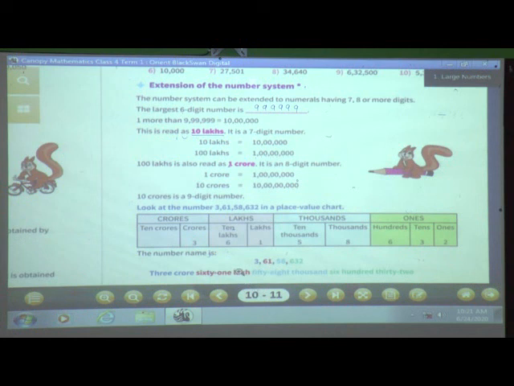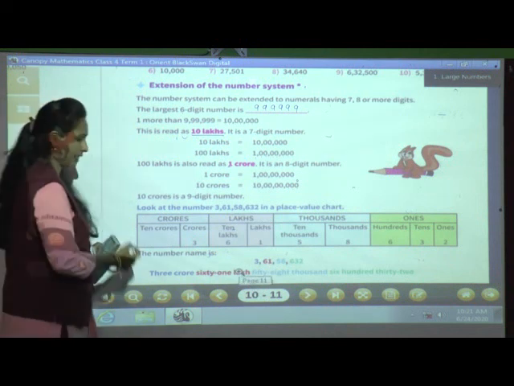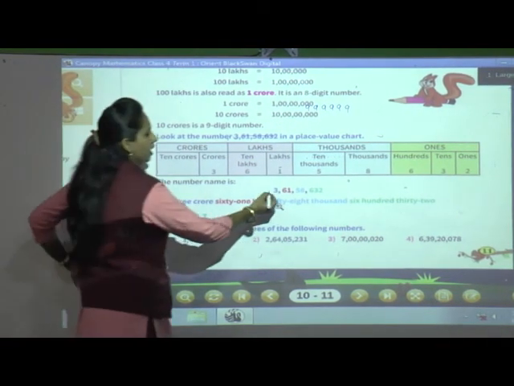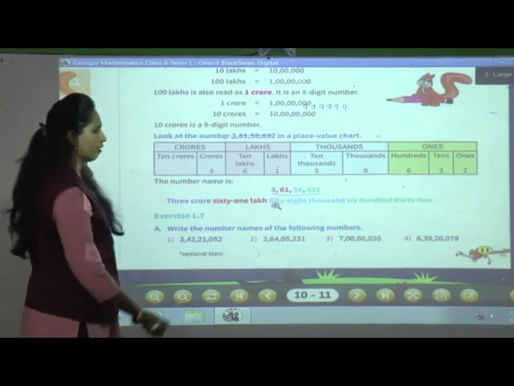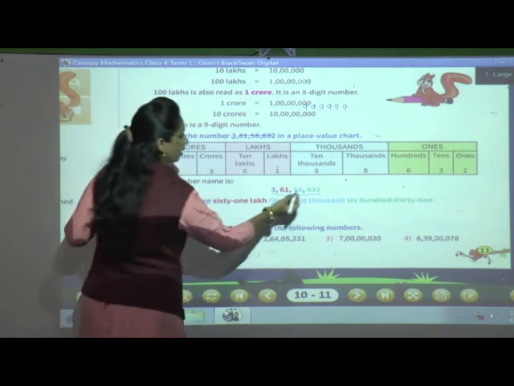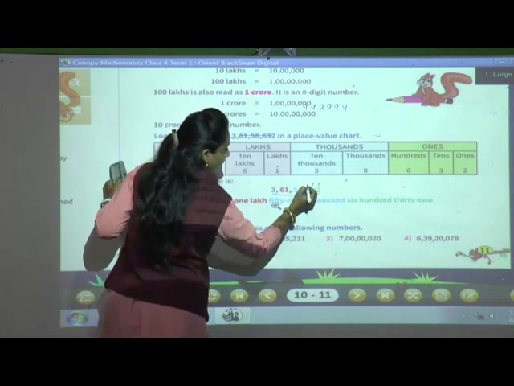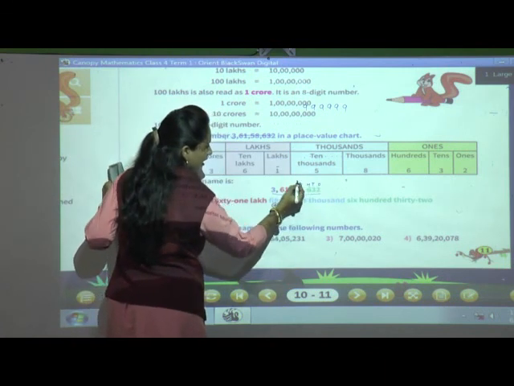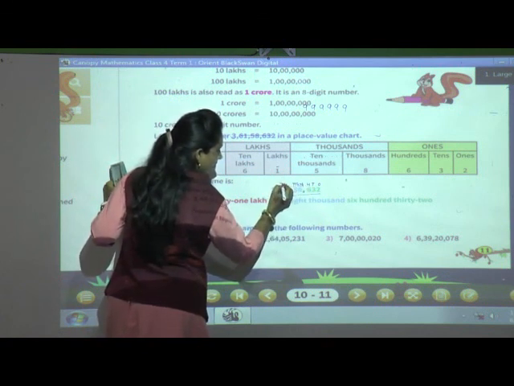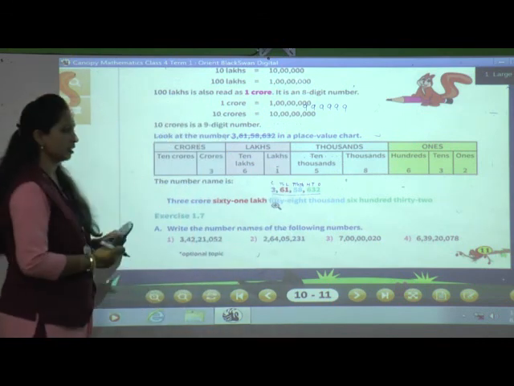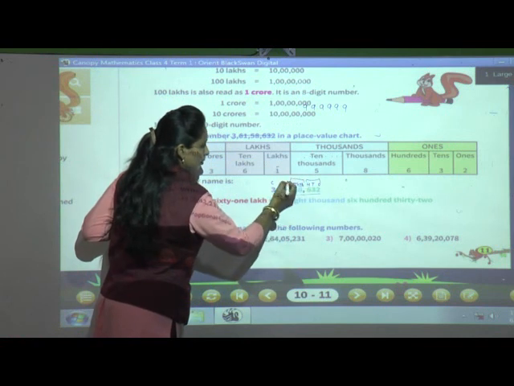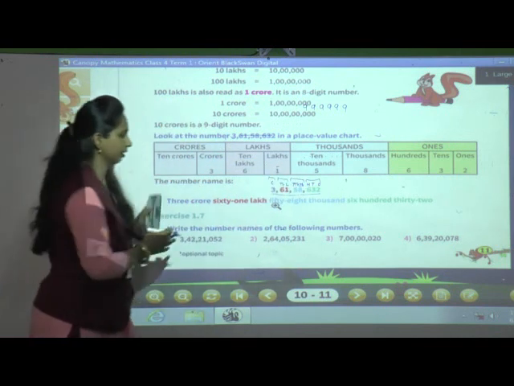See this number. Now how to write this number in name? Now see this number which we have read. In the same way we have to write in name. How to write? First give the place value. Ones, tens, 100, 1000, 10,000, lakh, 10 lakh and crore. See, now read with the ones period, thousand period, lakhs period and crore period.